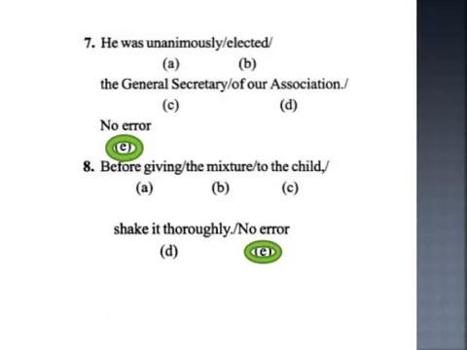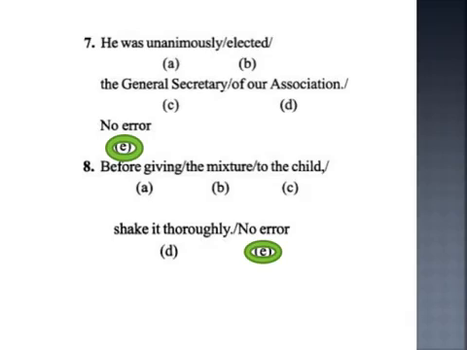Question number 7. He was unanimously elected the General Secretary of our association. No error. What is the answer there? Answer is E, because there is no error. And we often think he was unanimously elected as the General Secretary of our association, as is not required, not necessary, that we should use as, and therefore the answer is no error. Let's move on to the question number 8.